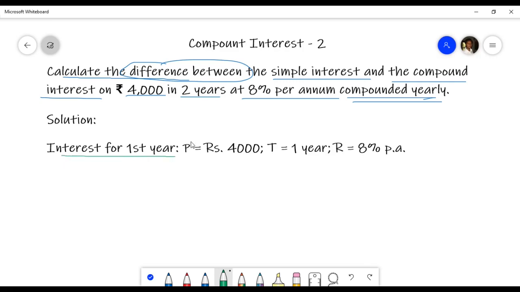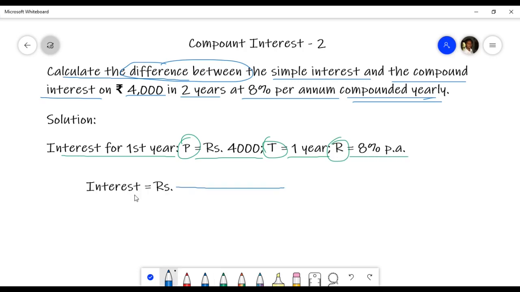The first thing is we have to find the interest for the first year. Principal, as given in the question, is 4,000, time is 1 year, and rate is 8% per annum. So let us calculate the interest. We'll just replace the values of principal, time, and rate by 100. After we replace the values and calculate, we will get the interest for the first year as rupees 320. So 320 is the interest for the first year.